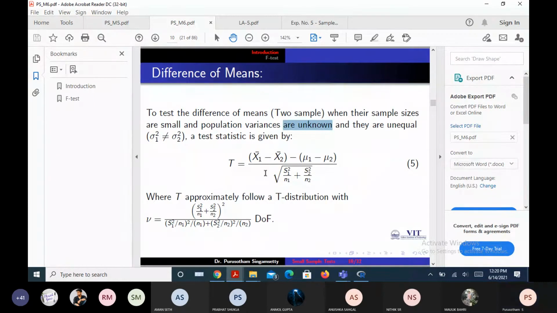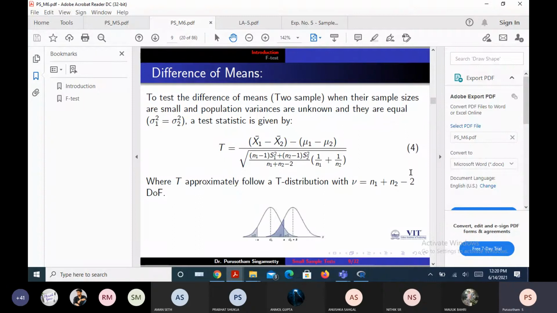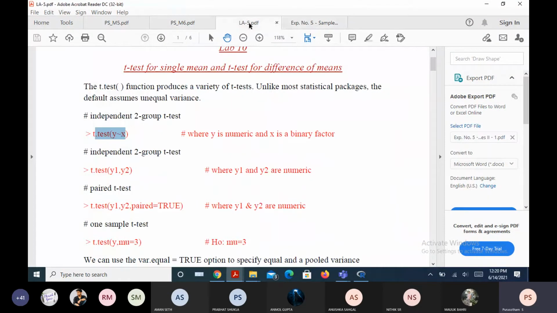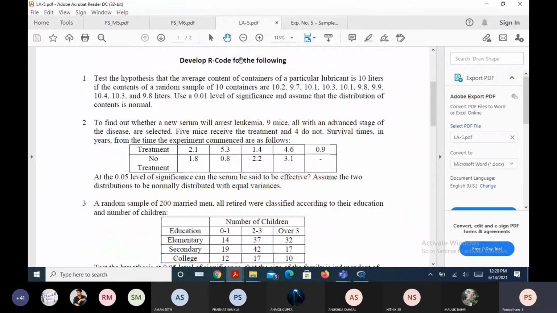These are three formulas: equation 3, equation 4, and equation 5. Three formulas we are going to use for testing a single mean and the difference of two means. And that is related to question 1 and question 2 of lab 5. Among these three, you need to pick the appropriate formula and apply the test statistic. Let us take a simple example from this experiment.